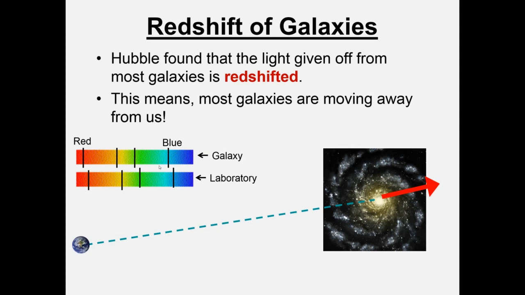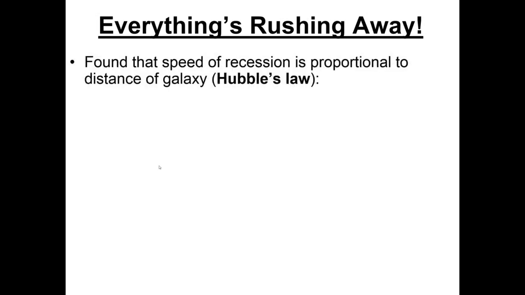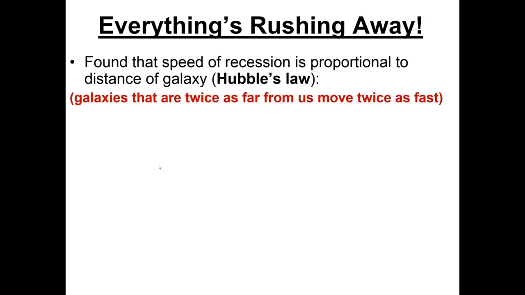All right? As you go to more and more distant galaxies, you find this much more strongly. And so all distant galaxies are moving away from us. Everything is rushing away from us on big scales. We call this Hubble's law, that the speed of the recession is proportional to the distance. So galaxies that are twice as far are twice as fast. So we can write this as an equation.